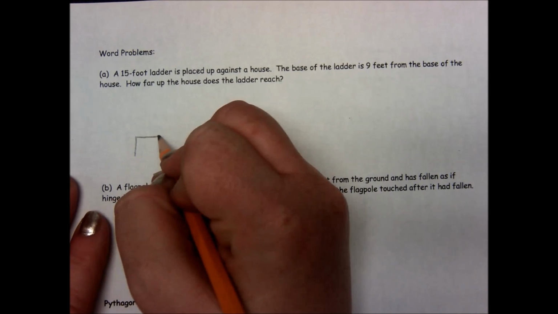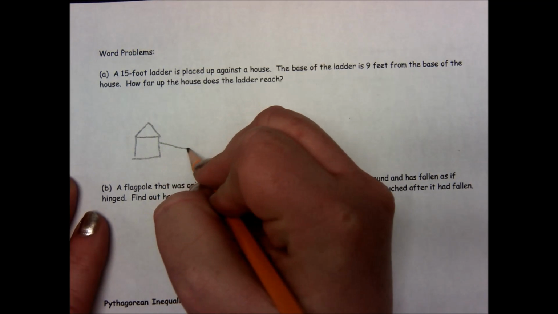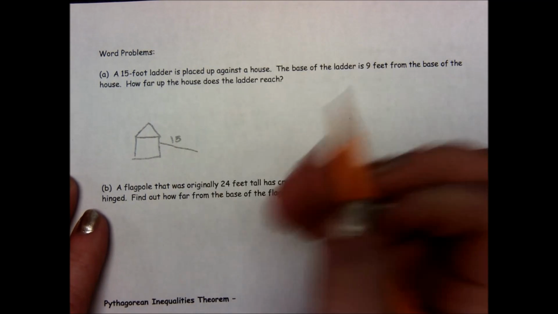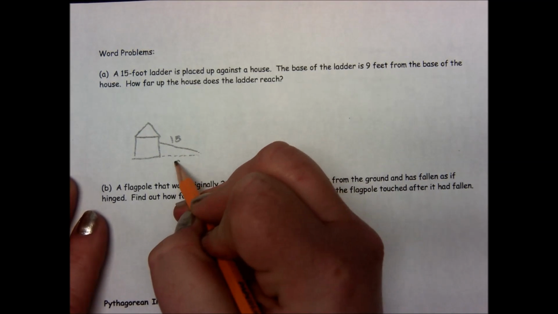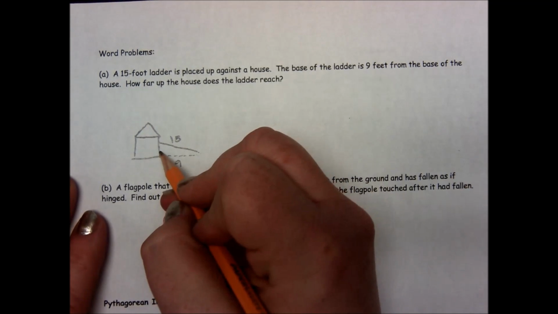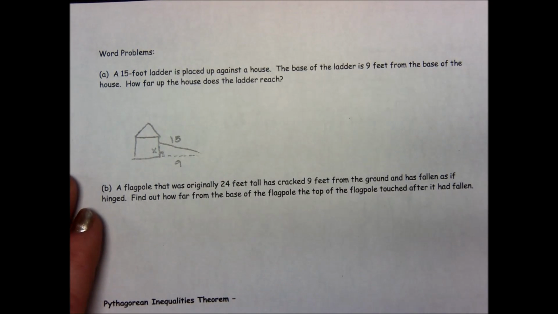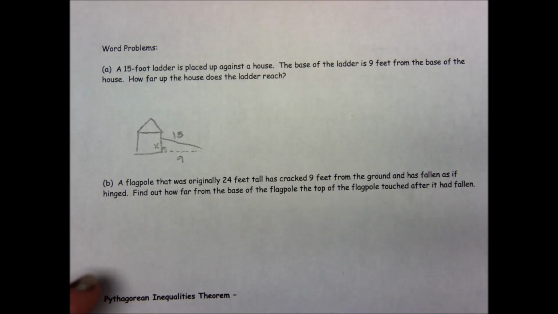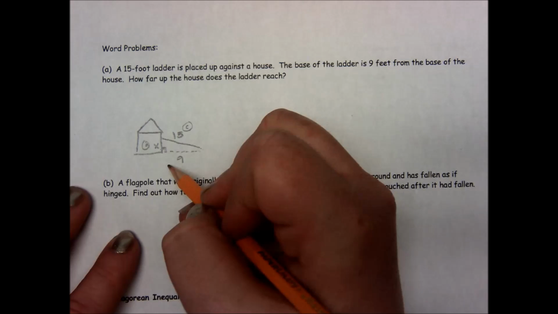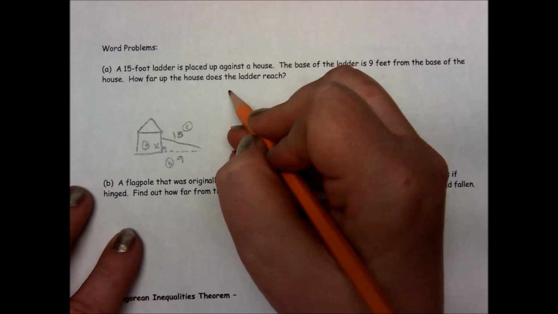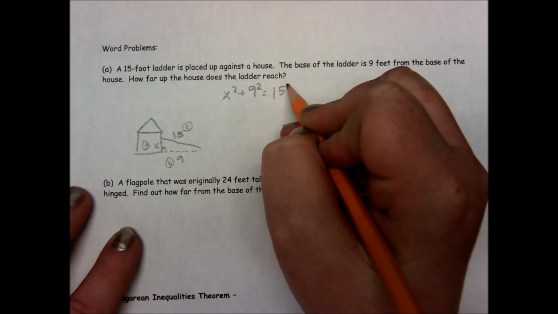So I have a house, and I have a 15-foot ladder, and it is 9 feet away from the house. And this is a right angle because we're going to measure straight up and down. We want to know how high up the house the ladder is. So I know this is going to be C. This is going to be A and B. So x squared plus 9 squared should give me 15 squared.